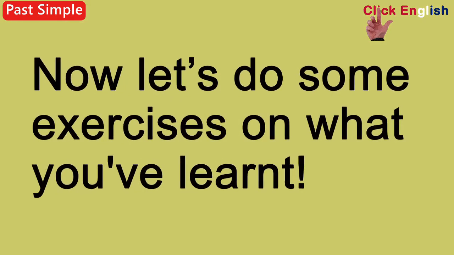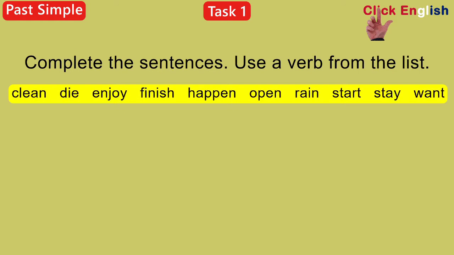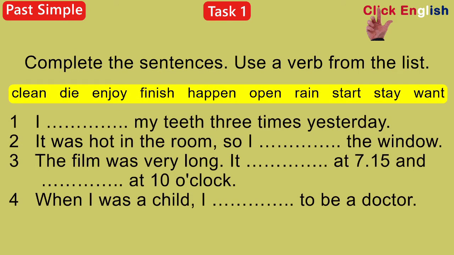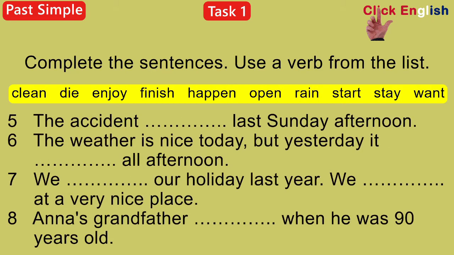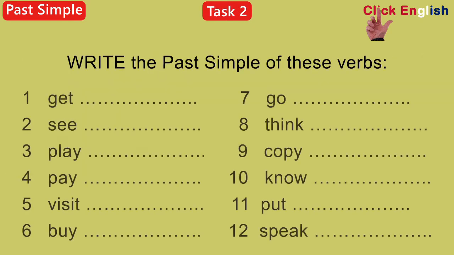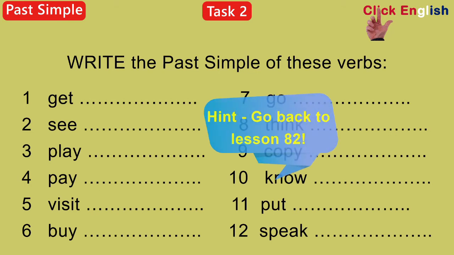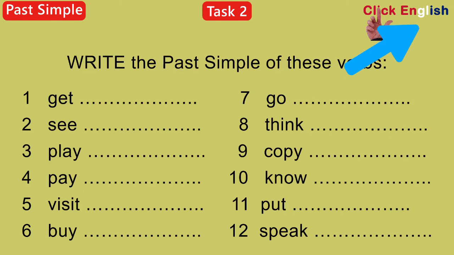Now let's do some exercises on what you've learnt. Complete the sentences. Use a verb from the list. Write the past simple of these verbs. Here's a hint. You may have to go back to Lesson 82 and check the list of irregular verbs. I've put a link up here in the right-hand corner.